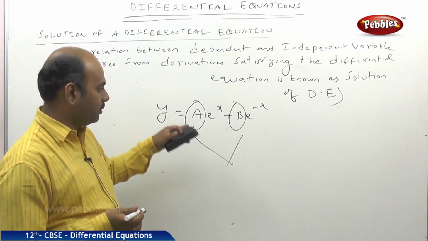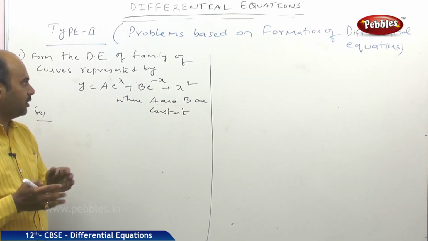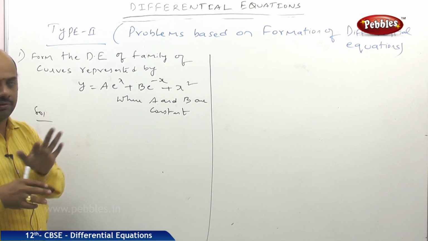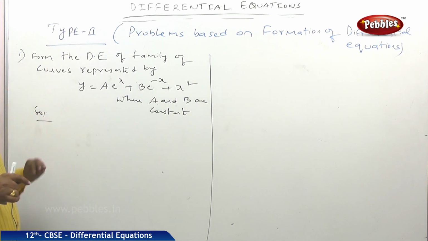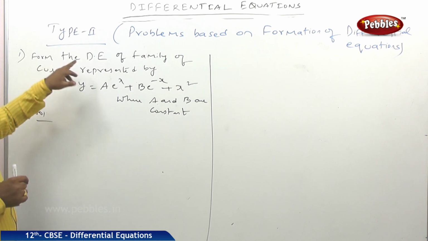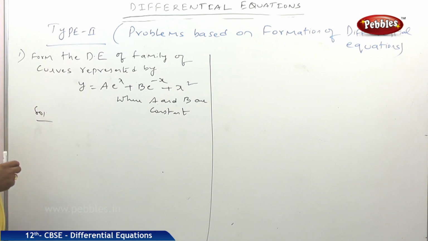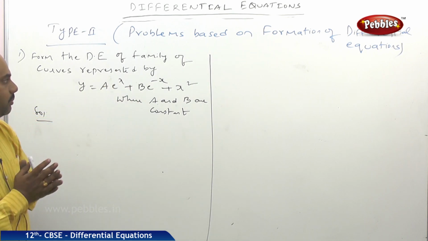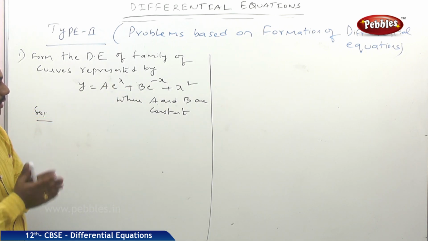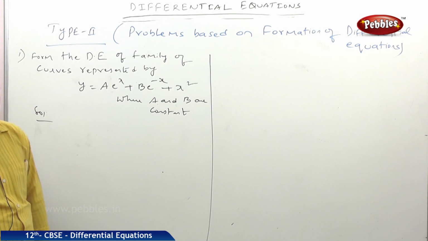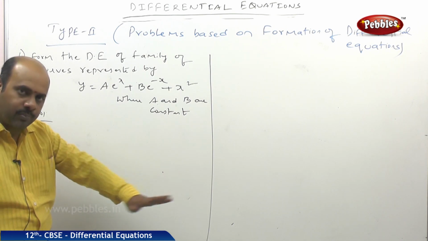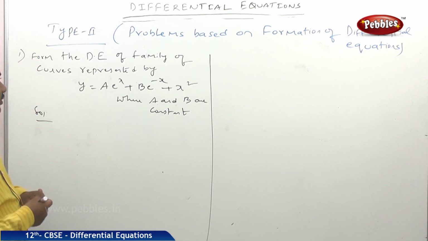So shall we start problems? Right, now we shall do a problem. D.E. means differential equation; every time I won't write the words differential equation. We need to form the differential equation of the family of curves represented by y equals a e power x plus b e power minus x plus x square, where a and b are constants. So my target is that in our final output there should be no constants.